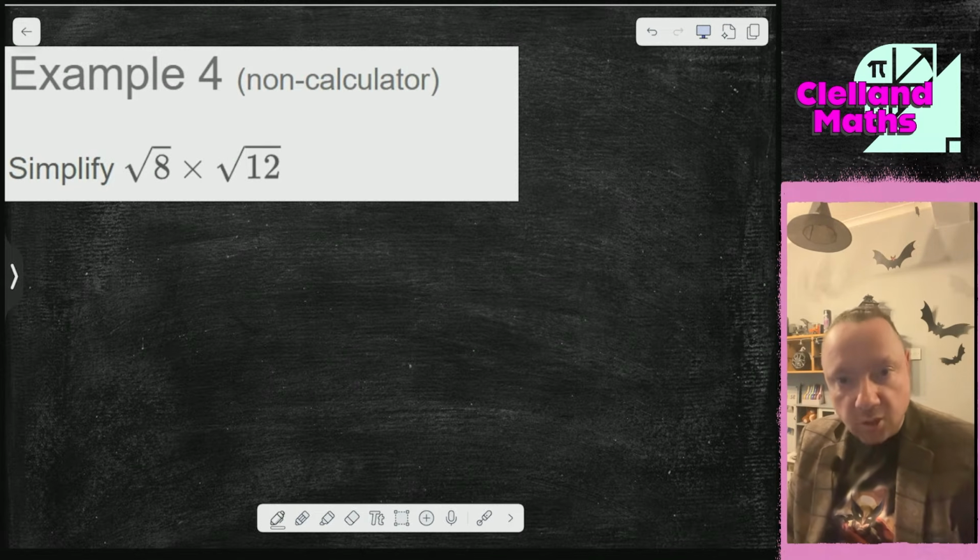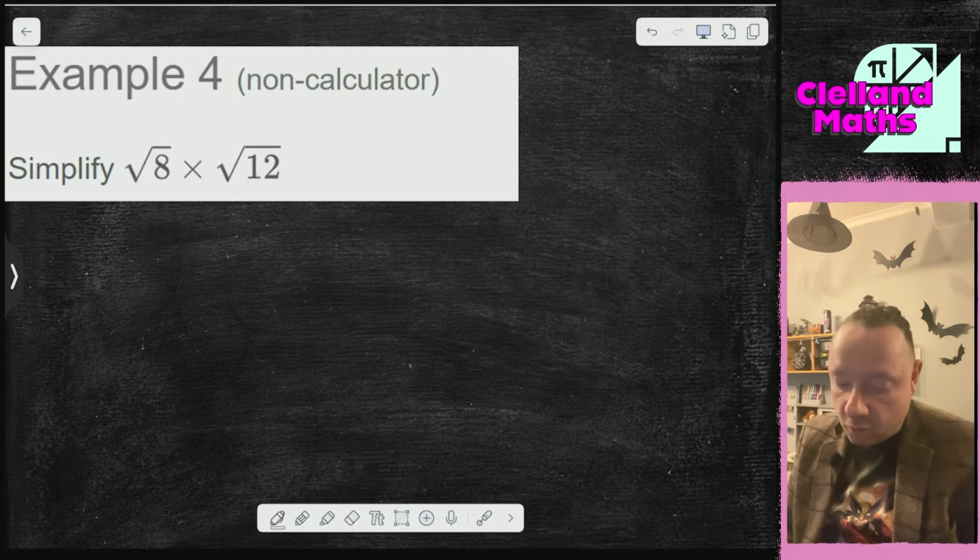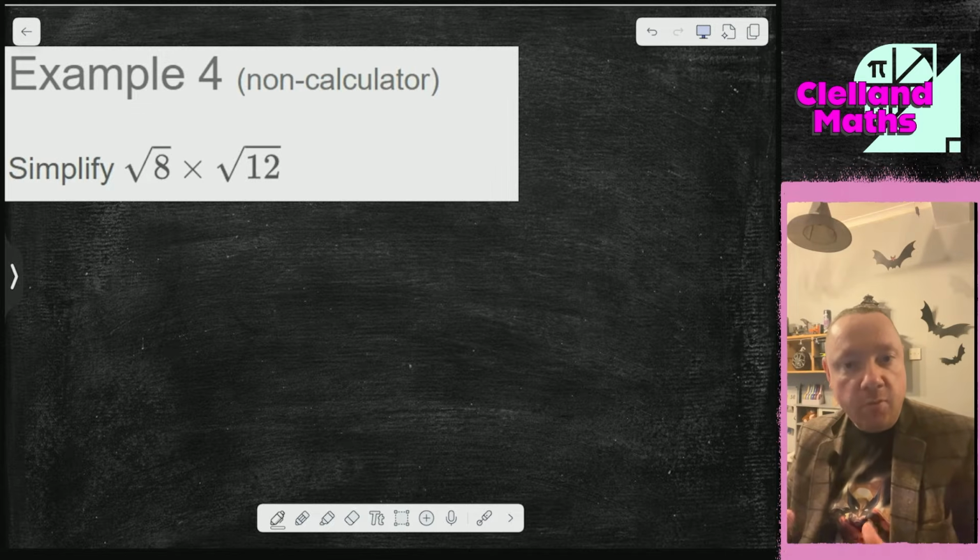Example 4, times and surds. Well, there's 2 ways to times surds. I'll show you both if you prefer. We've got root 8 times root 12. If they're both under a square root sign, you just times them together and you're done. Then you need to make sure you simplify. Or if you prefer, simplify first, then times.